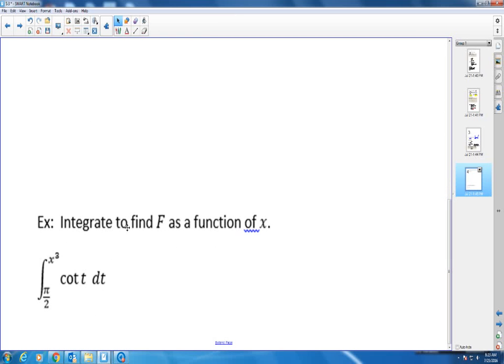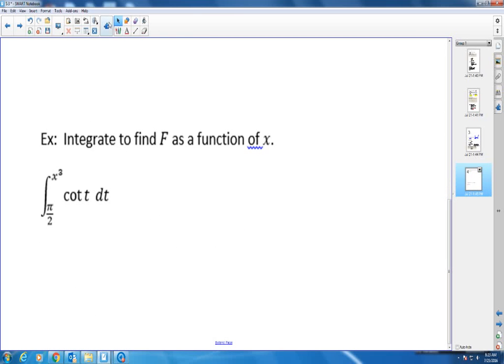So this is not cotangent of t. This is cosine of t. I have a typo here. Cosine t dt. Okay, check this out. I'm going to do what the problem asks me to do. Find the antiderivative. But this time, it's actually pi over 2 to x to the third power that I'm going to evaluate.